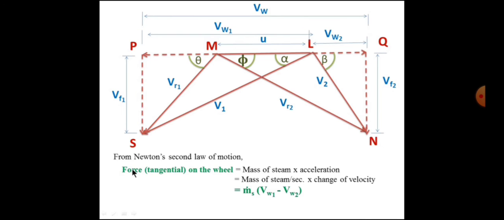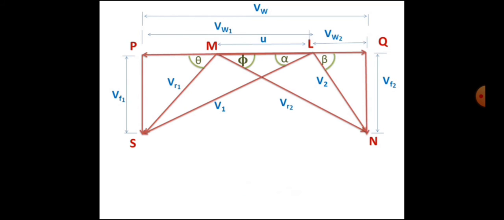As we are deriving the formula for tangential force, we need to consider the terms or the lines which are tangent to the blade. So vw1 and vw2 are to be considered in order to calculate the tangential force on the wheel.